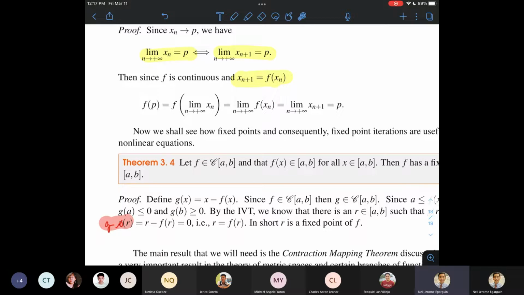Since f of x sub n defines the fixed point iteration, then f of x sub n is equal to x sub n plus 1. So this guy, the function inside the limit, can be replaced by x sub n plus 1. Right? Then I take the limit of x sub n plus 1 as n approaches infinity. Then according to this statement here, that is equal to p. Right? So ultimately, what we have here is that f of p is equal to p.